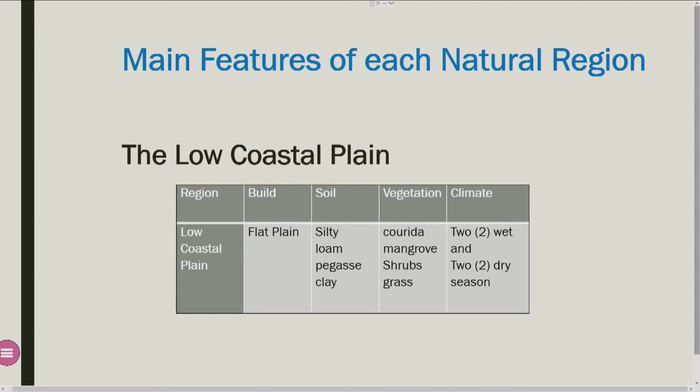The climate, we have 2 wet and 2 dry seasons. Yes, on the low coastal plain, we have 2 wet and 2 dry seasons.